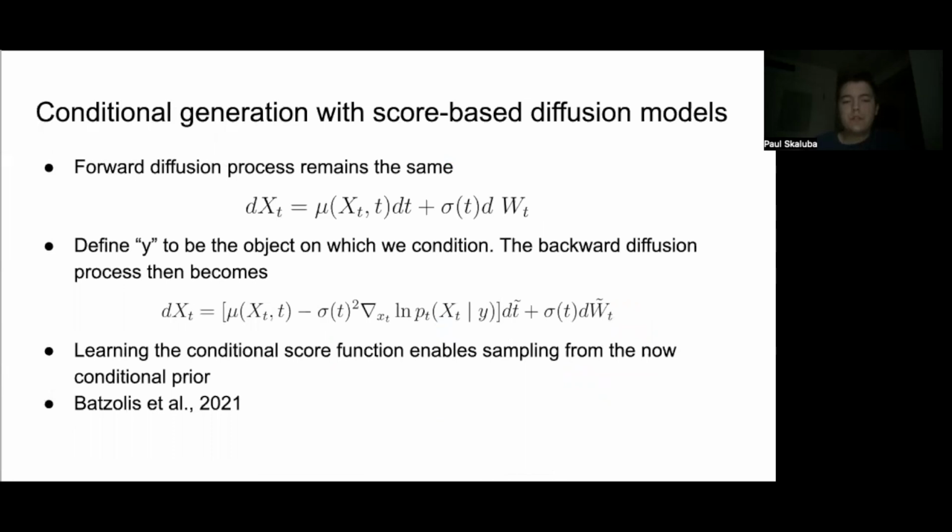Conditional generation with score-based diffusion models is essentially built on the same forward process. However, if there's something we'd like to condition on, let's say an object like an image or a piece of text, the backward diffusion process can be modified by replacing p sub t of x sub t with p sub t of x sub t conditioned on y. And so it's really quite a simple thing, but it's very powerful because learning the conditional score function enables sampling from the now conditional prior. And this is a concept that was explored at length in a 2021 paper.